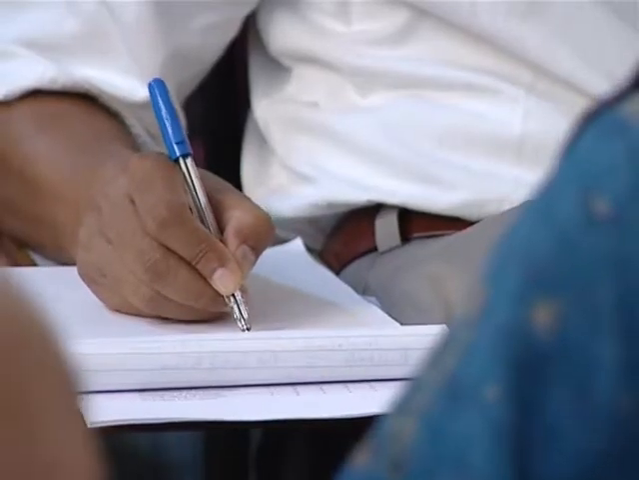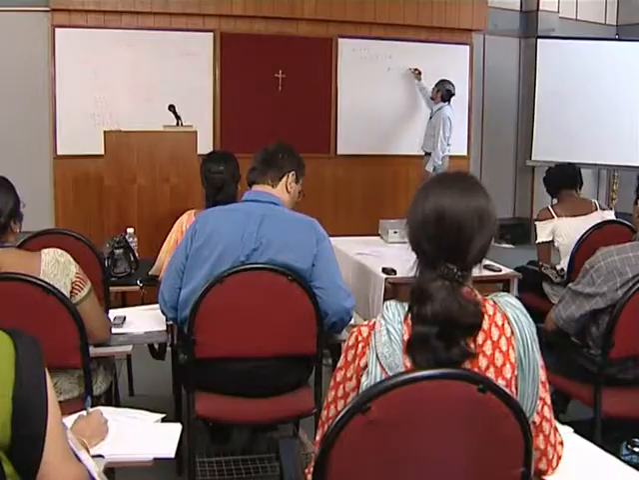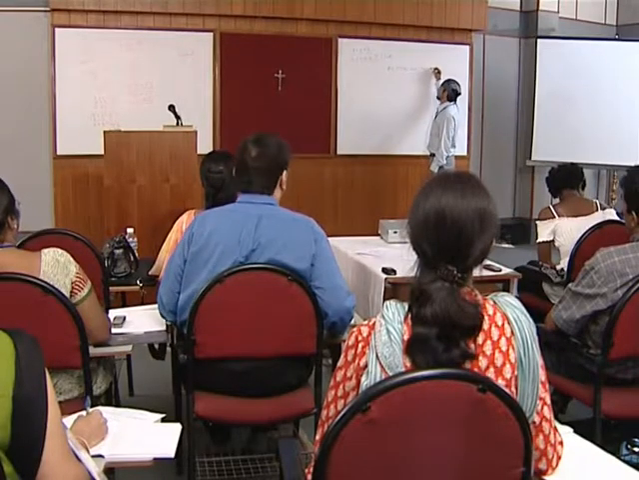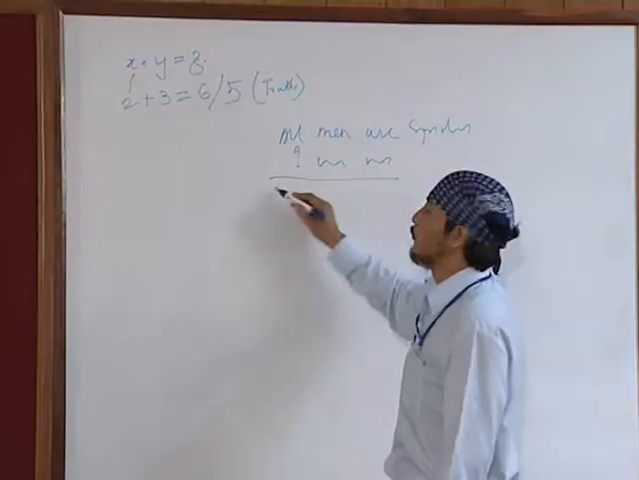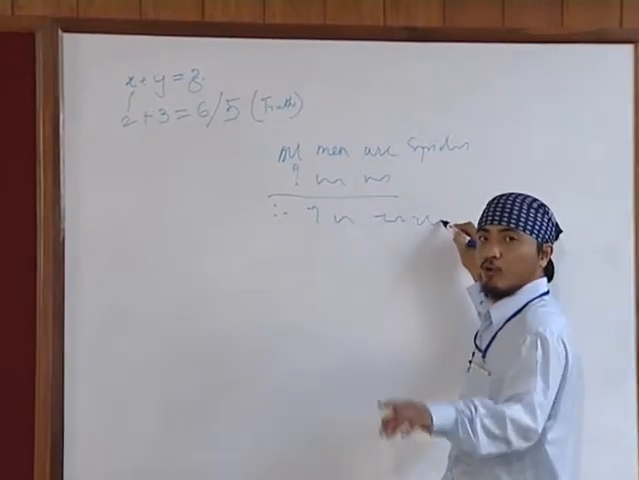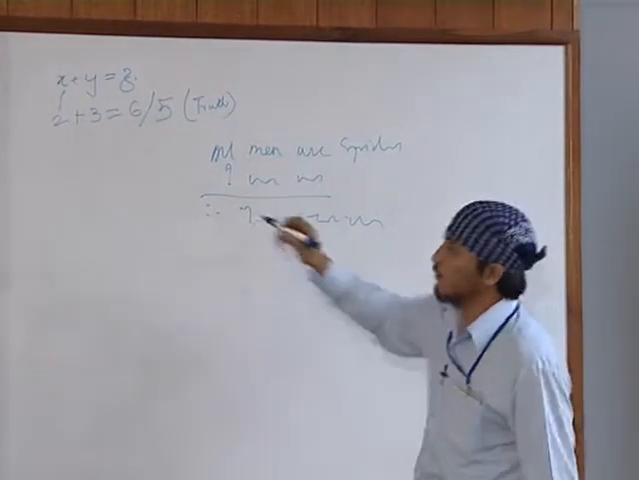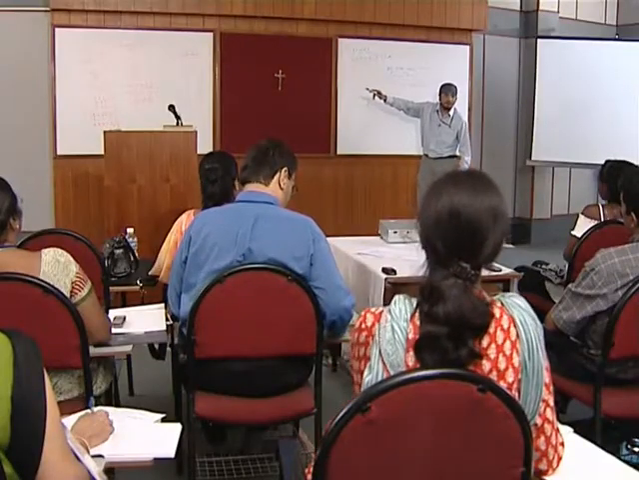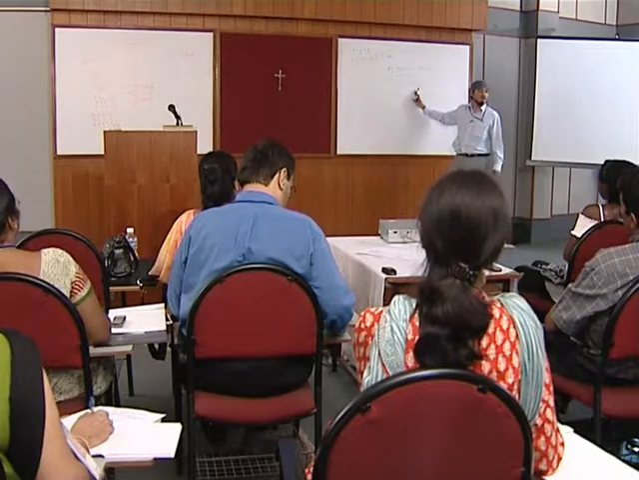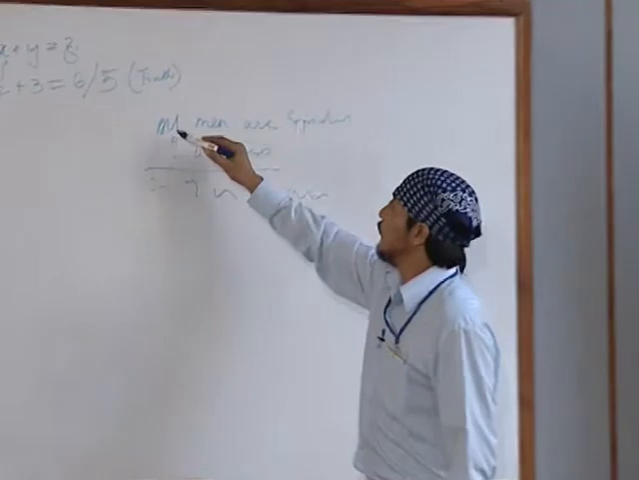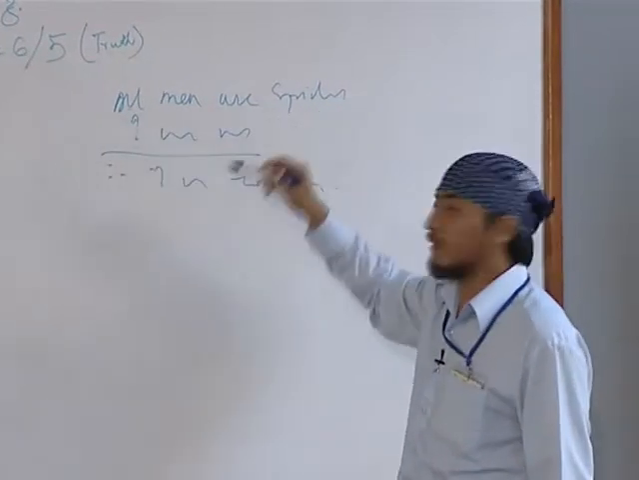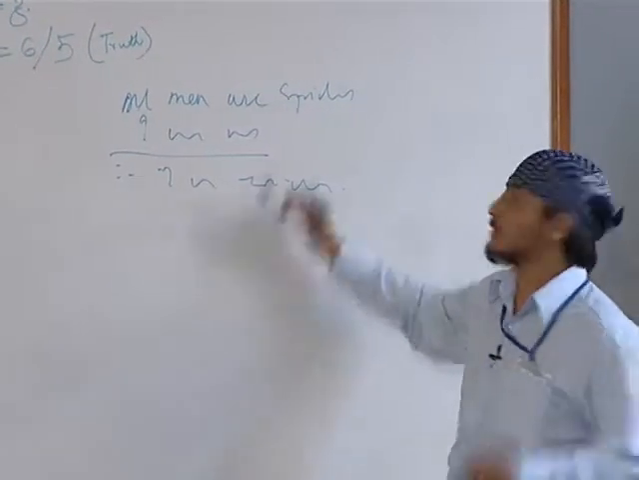For example, I can just write, all men are spiders. Okay? I am a man, therefore I am a spider. Now if you look at it, you will see that the form is a valid form. The argument has a valid form. But if you look at the content part, then the conclusion is false. Why? Because the premises are false.